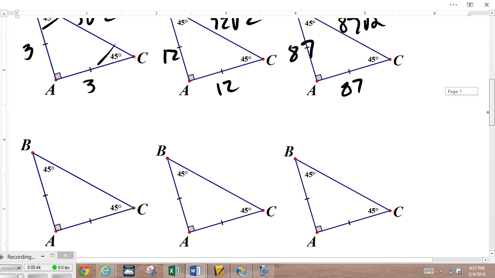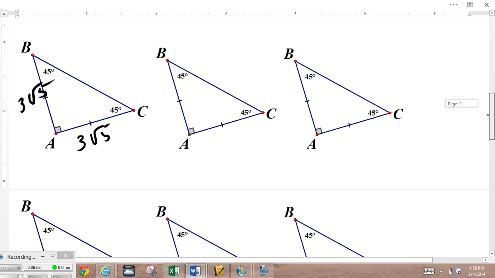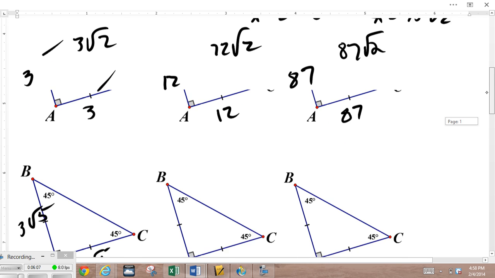Okay? Let's just make a little bet. Let's say if I had 3 the square root of 5, then this side is also 3 the root of 5. Now, what's the other side going to be? Well, again, every time it seemed to be the leg times the root of 2.